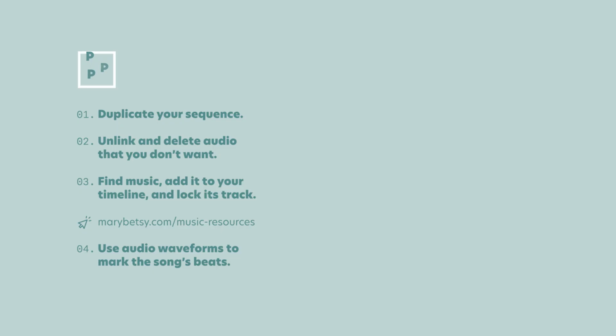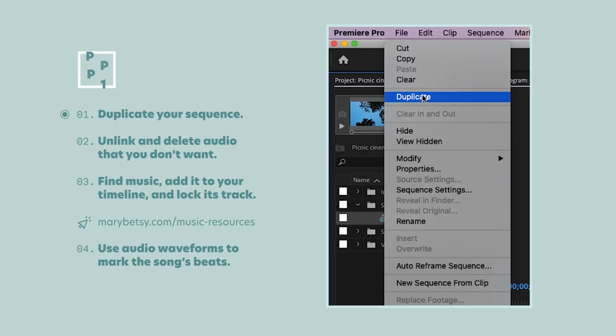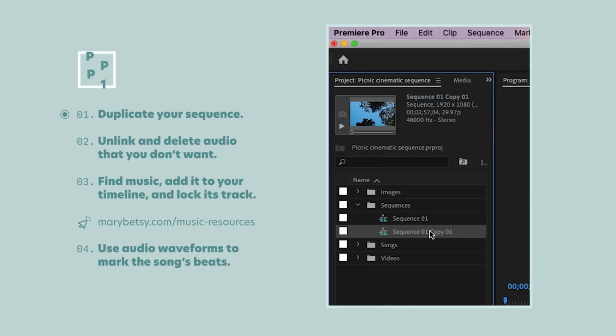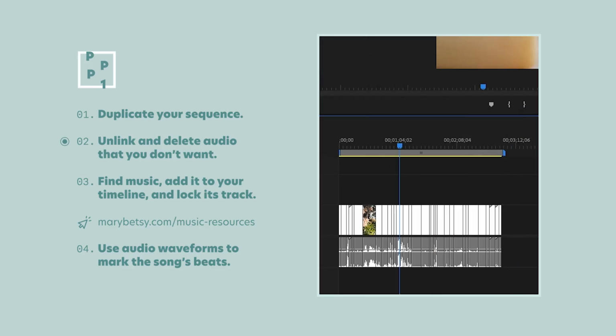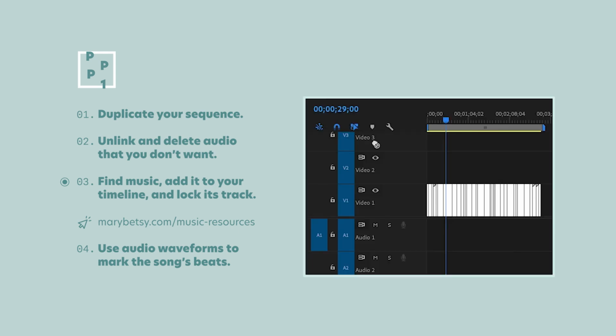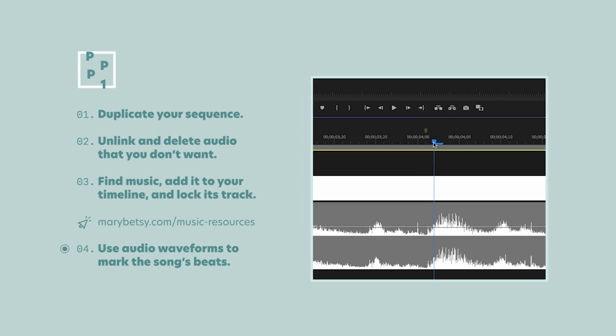So here are the tasks that you want to take care of. You want to duplicate your sequence to make sure you have a backup version in case you screw things up. You want to unlink and get rid of any audio that you don't want, like audio from your camera. You want to find a song, add it to your timeline, and lock that music track. And then you want to use your audio waveforms to set markers at the beats in your timeline. Once you're done with all of that, then come back here and we're going to jump into the next section where we're going to find cut your clips.